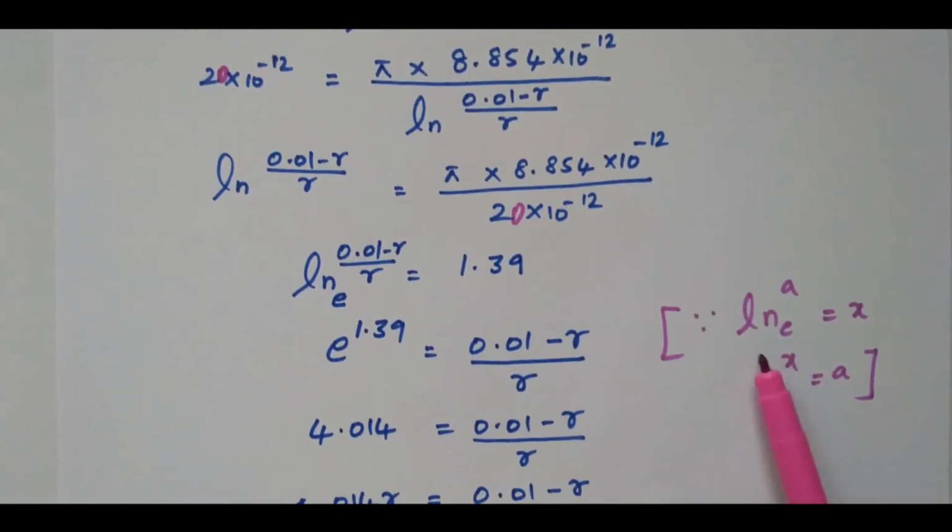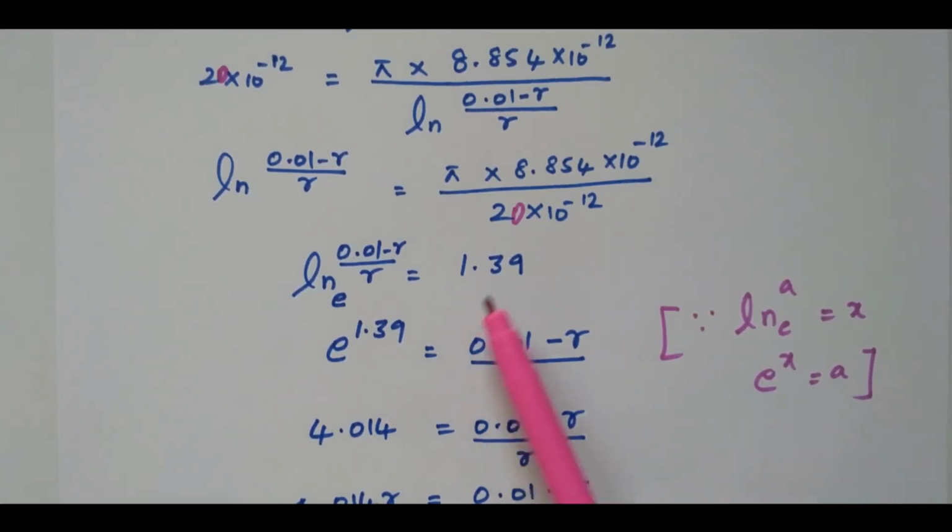So here one example is available. Log base e of A equal to X can be rewritten by interchanging these two values: e power X equal to A. That is how we remove the log. To remove this log, we interchange these two values, e power X equal to A, so that we can remove the log.